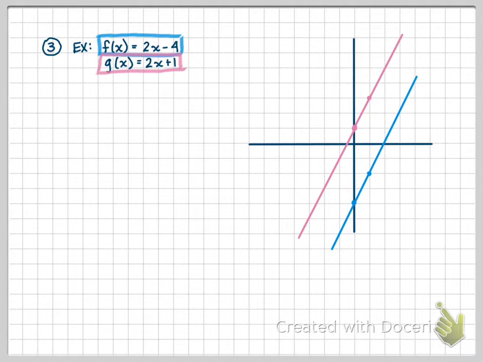So what can you tell me about these lines? They're parallel, right? Which means they never intersect. So if all the solutions to my first equation are on the blue line and all the solutions to my second equation are on the pink line, if those two lines never intersect, then there's no point that is a solution to both of them. And so that's when we have no solution.